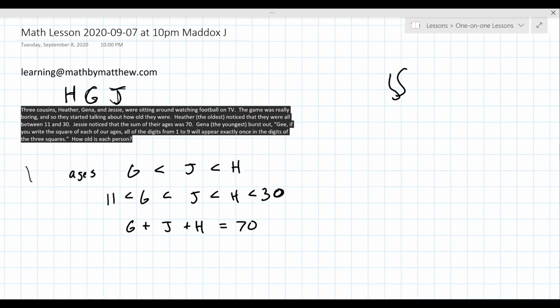If it's not clear what that means, let's just say that Gina happened to be 12, for example. G squared is 144. This would not be correct because the 4 appears twice. And it says that they'll only appear once in the squares of the three ages. Oh, okay. Let's just say Gina is 13. Well, 13 squared, or G squared, is 169. That's good.